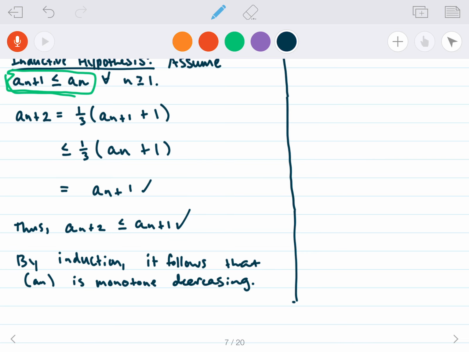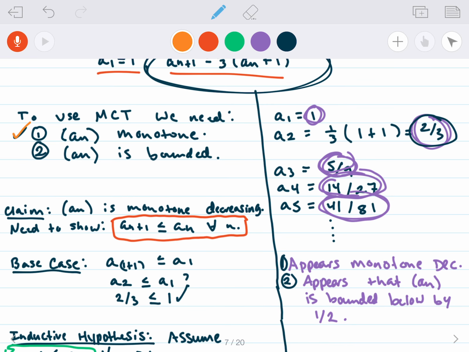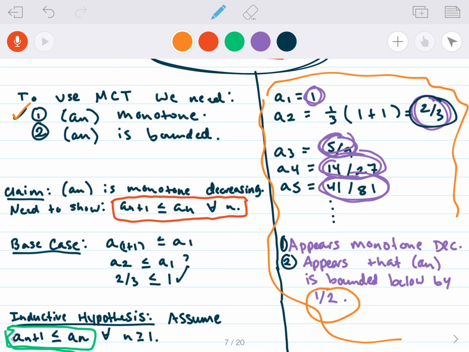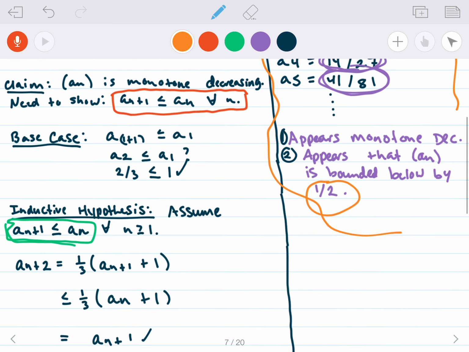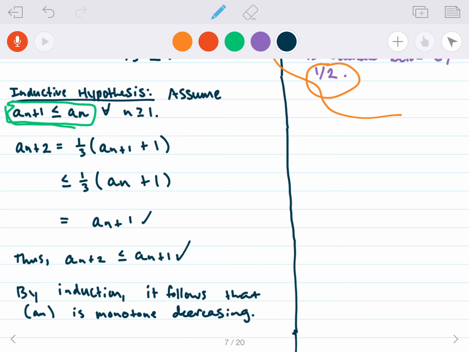Okay, so the next thing to check is the boundedness condition. We have 1 now. And the next thing to check is that our sequence is actually bounded, and just from our scratch work off to the side, we think that this thing is bounded below by a half. So let's check that. And maybe I'll do that starting over here.